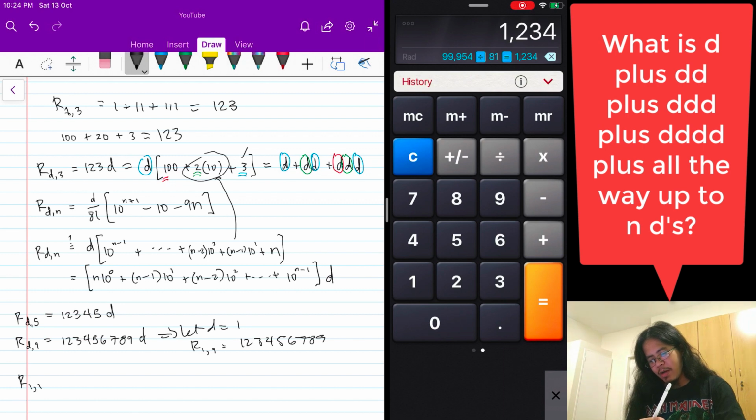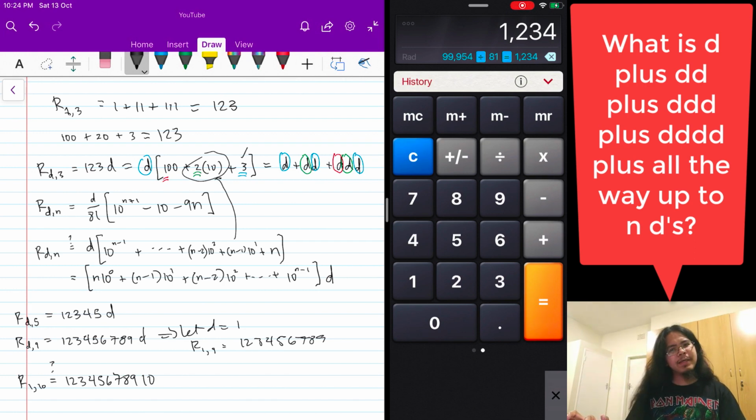For example, R1 10, is it equal to 1, 2, 3, 4, 5, 6, 7, 8, 9, 10? I don't think so. I think the pattern will change because there is now the complication of carrying. Okay, let's try that. So what is R1 of 10 again? You're adding 1 plus 11 plus 1, 1, 1 all the way up to 10 repetitions of 1. So let's do it in the calculator.